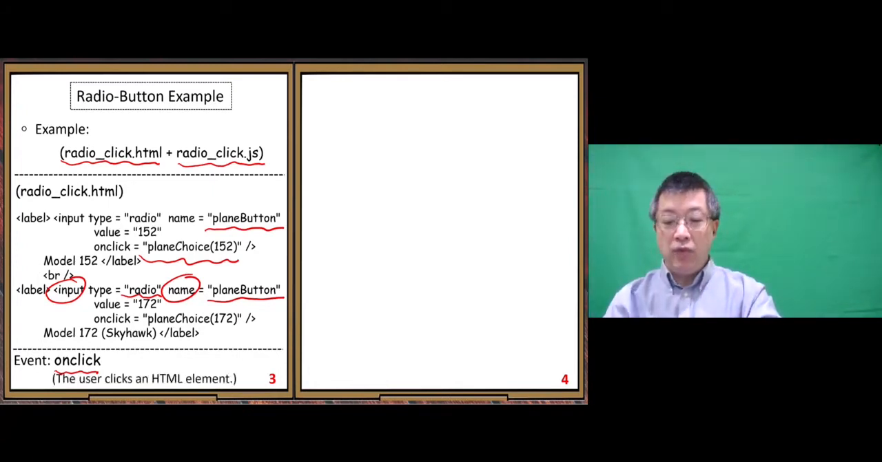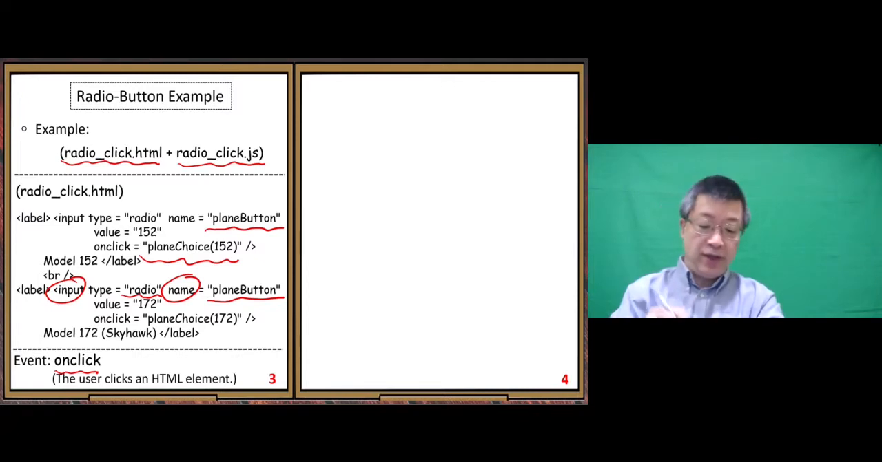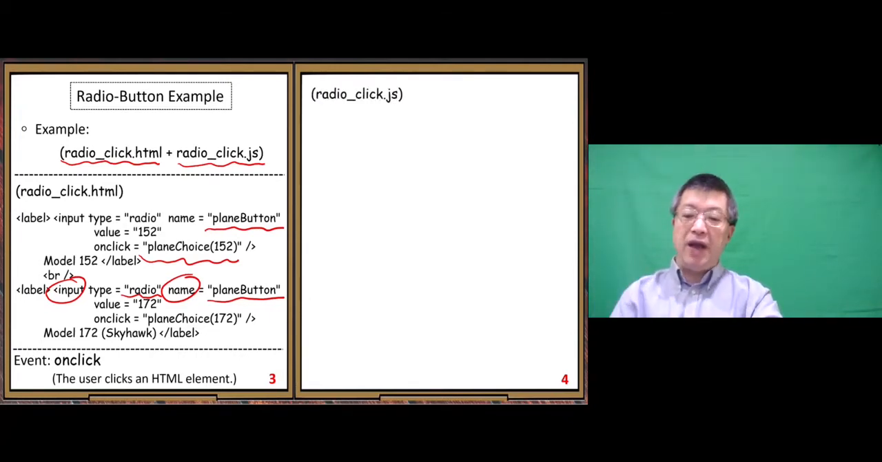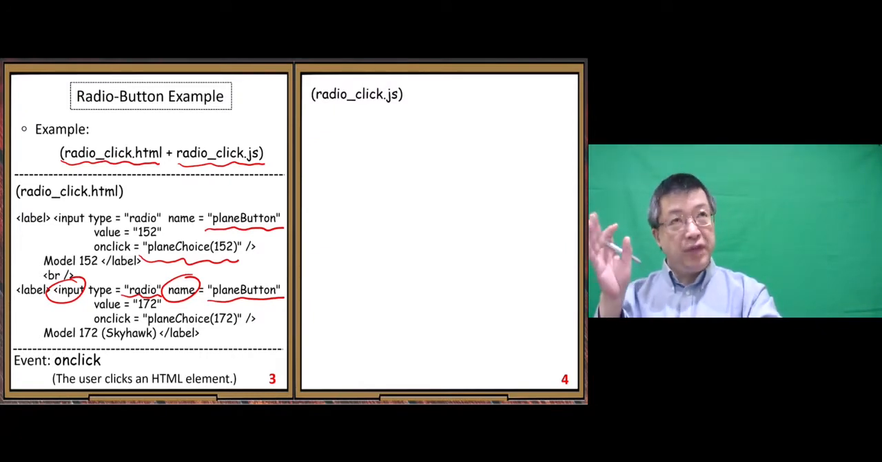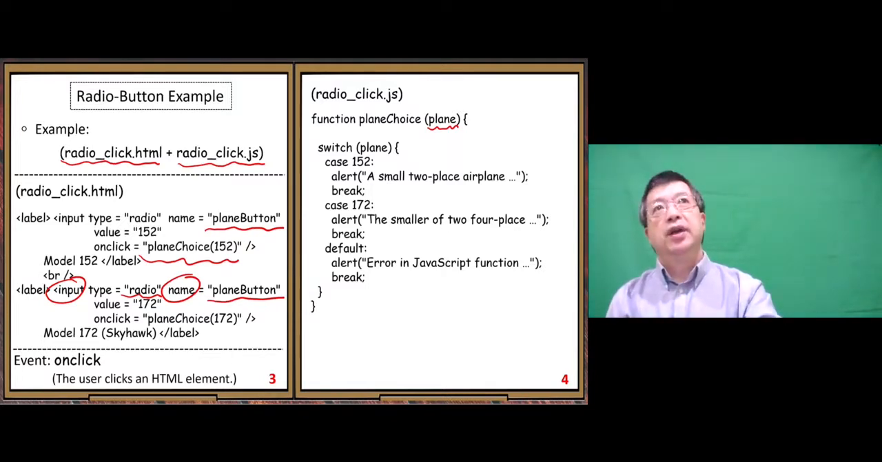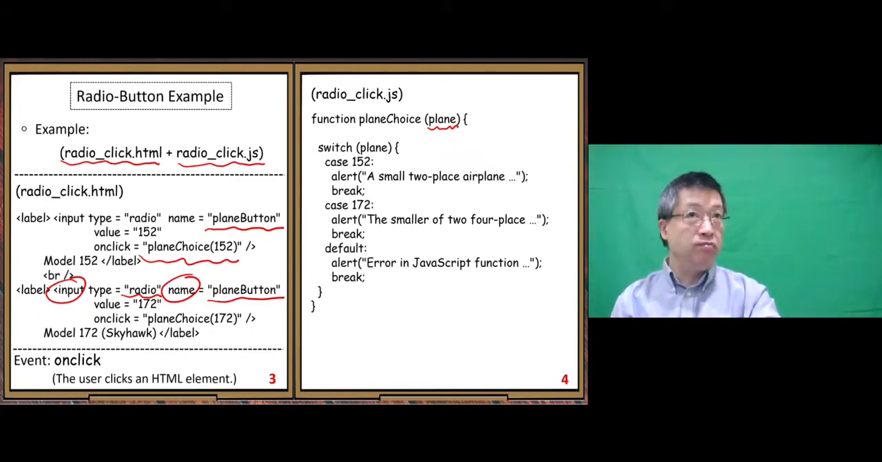Then let's look at what happens after the function is called. When the JavaScript function is called, we need to provide a definition of the function. Here, that is the definition. In the external JavaScript file, we have the definition of the whole function, with the parameter, variable plain. Then we use a switch statement. I think with your programming background, you understand the meaning of the switch statement. In C, C++, and Java, we all use the switch statement.